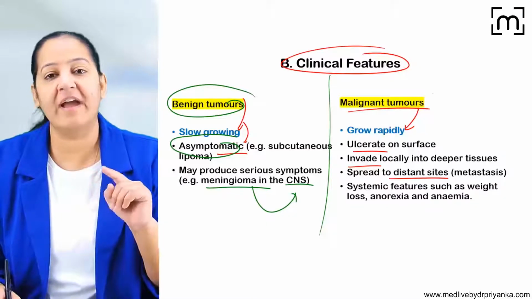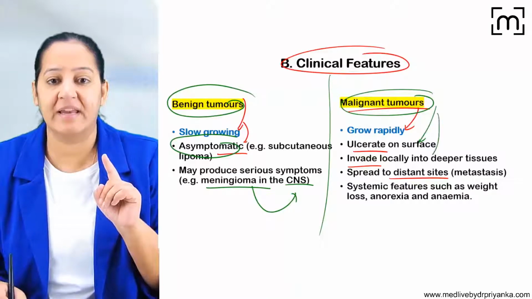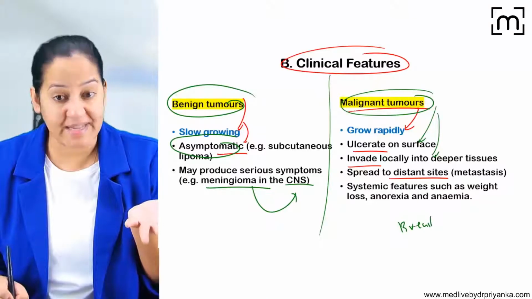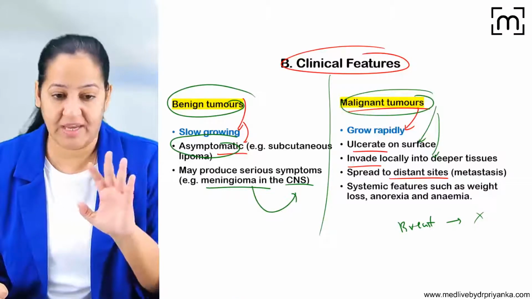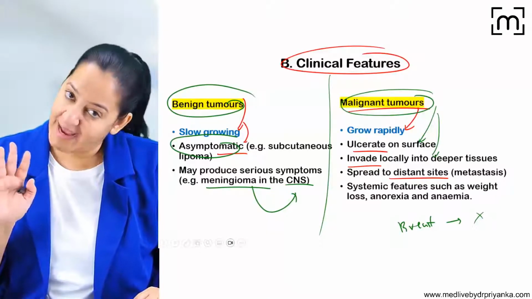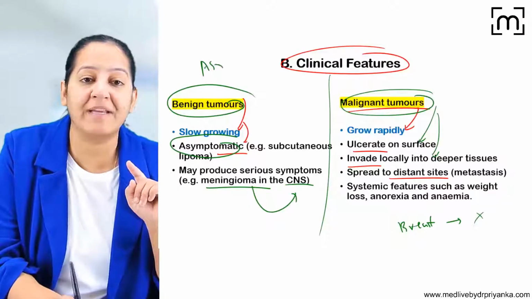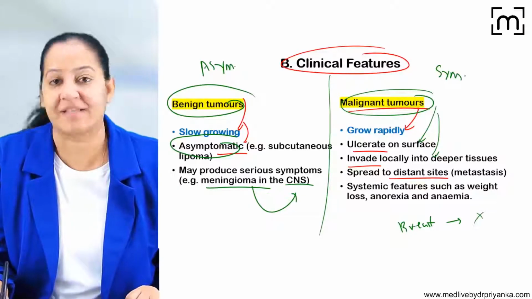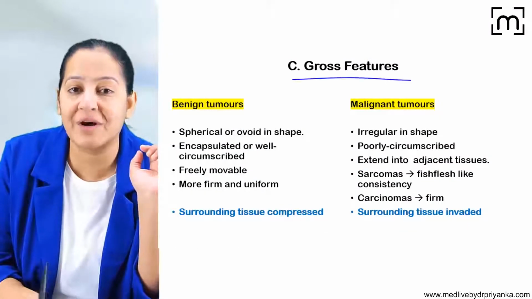And in a similar way, I told you malignant tumors are usually symptomatic. They can ulcerate, they can invade. But for example, consider breast cancer. Breast cancer at the initial stage is absolutely asymptomatic. No pain, nothing. So sometimes exceptions are there. Usually the benign tumors are asymptomatic, but exceptions are there. And usually the malignant tumors are symptomatic, but exceptions are there. That is the summary.